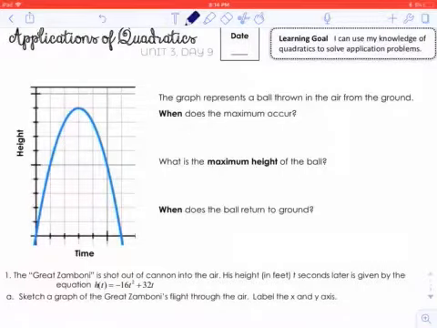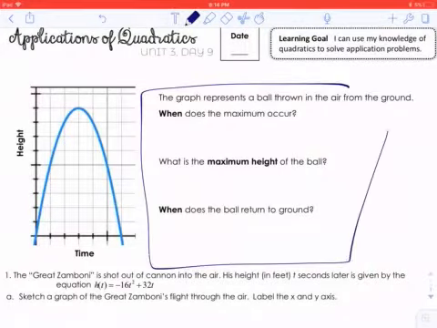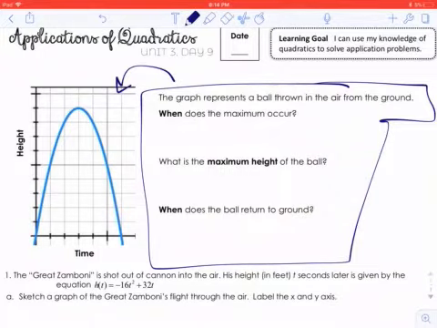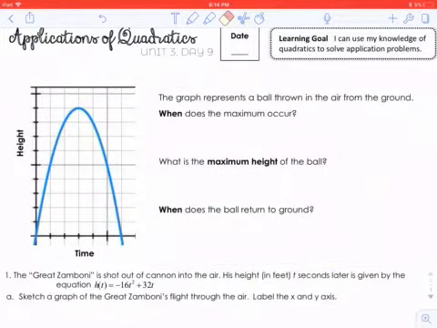Okay, I want you to pause the video and try doing these 3 problems first by looking at this graph right here. So pause the video right now. All right, so when does the maximum occur? This is talking about the time. So the maximum is right here, and the time is 3. And I'm assuming it's seconds, it doesn't say, and usually it will say.